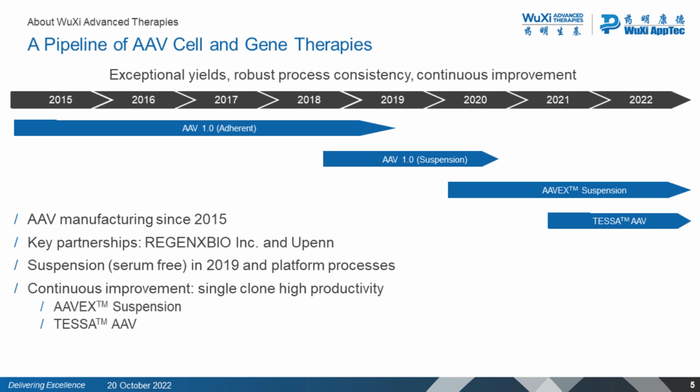With continuous improvement and single clone cell line development, we have established 2 current AAV manufacturing platforms. One is a transient plasmid transfecting system, AAVX suspension. The other is a next generation inducible producer cell line, TESA AAV. For the purpose of this webinar, we will focus on the AAVX suspension platform.